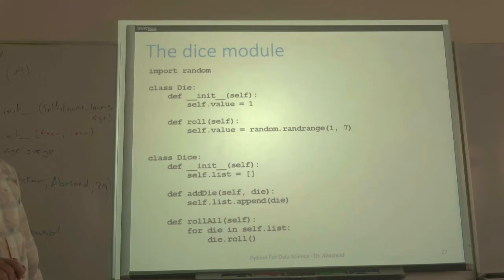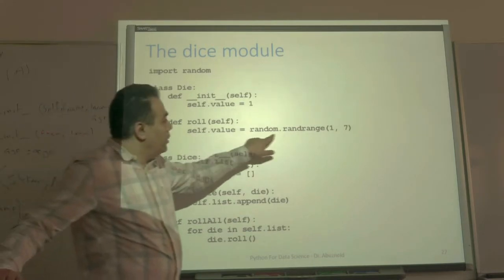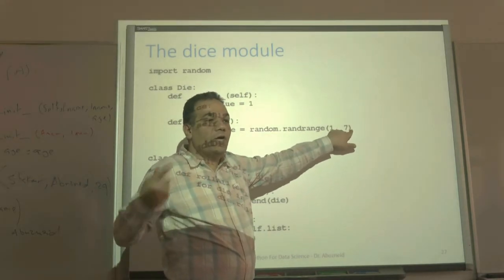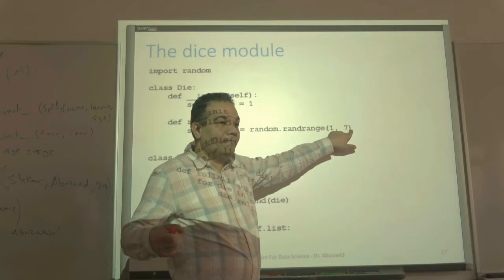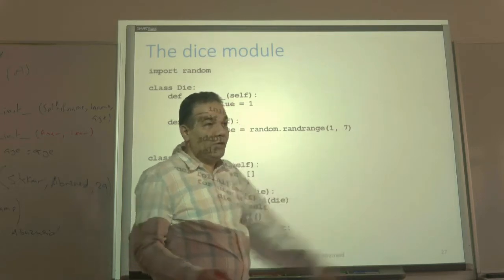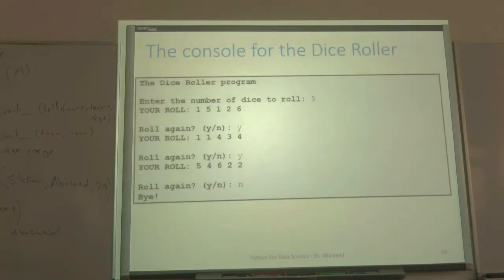How do I initialize the value? Very simple. Random range from 1 to 7. Why from 1 to 7? Because in random it runs from 1 to the last minus 1, to the 6, right? We know what's the range, right? So I want to run it, but I have no idea why.